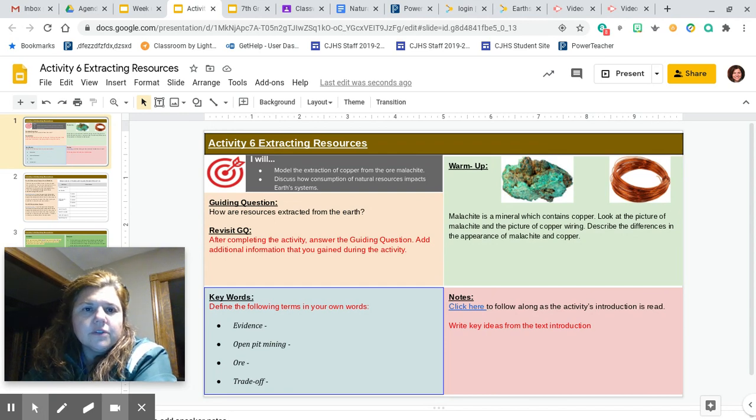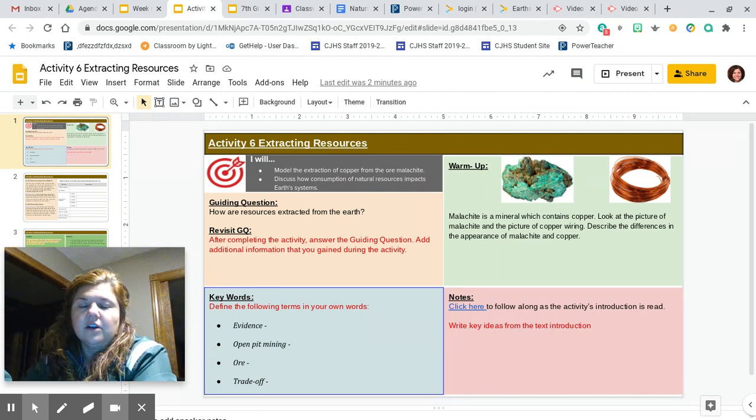So, first of all, the guiding question is, how are resources extracted from the earth? We know that natural resources are considered natural resources because they naturally come from the earth. They're not man made. And so, in order for us to use those resources, we have to extract them, we have to take them from the earth.